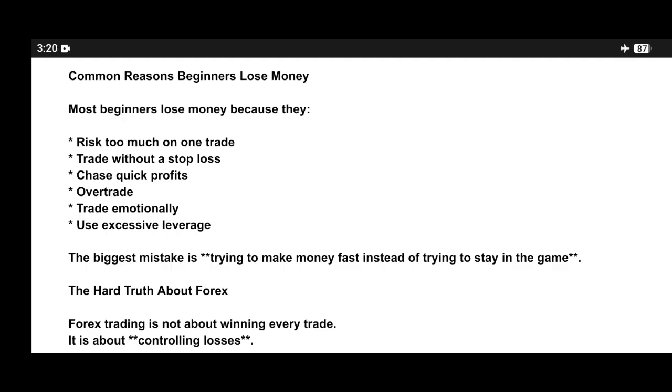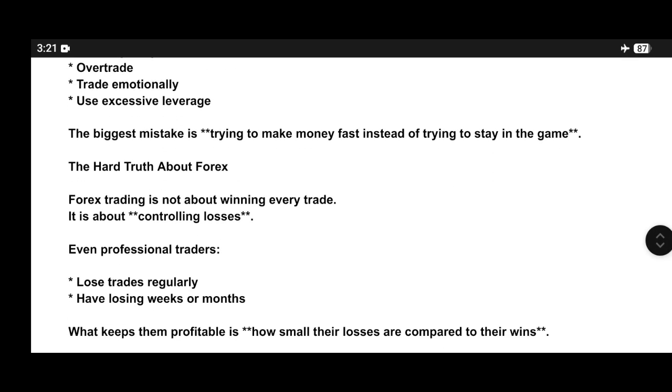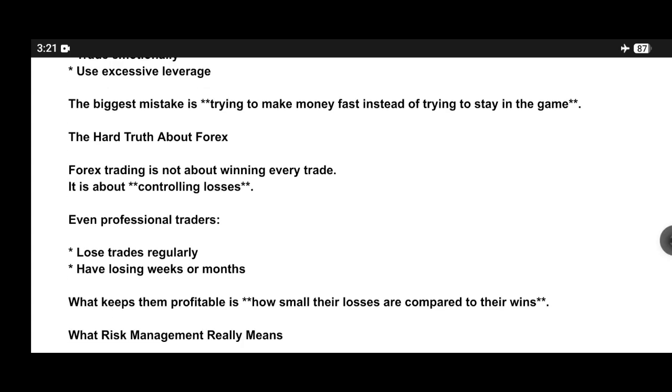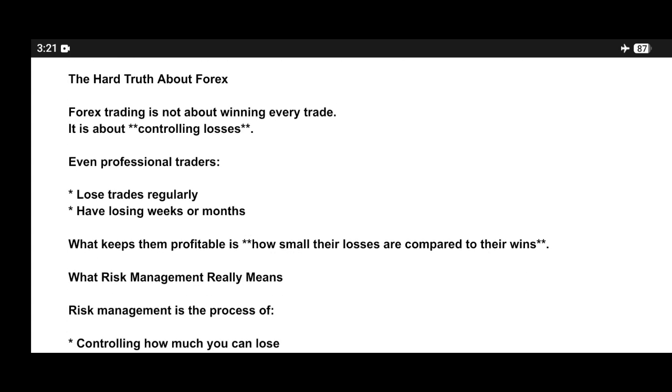The biggest mistake is this: trying to make money fast instead of trying to stay in the game. The hard truth about Forex is this: Forex trading is not about winning every day or winning every trade. It's about controlling losses. Even professional traders lose trades regularly, having losing weeks or months. Are you getting me? What keeps them profitable is how small their losses are compared to their winnings.